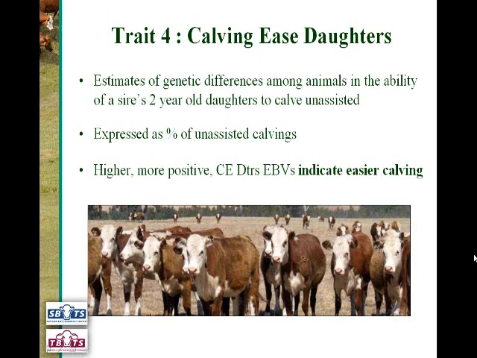So it's the next stage, if you like, of the calving ease, and we tend to get a different relationship between calving ease direct and calving ease daughters. Both those traits actually tend to operate fairly independently of one another, which is why we have two different EBVs, as they both relate to two different traits relating to those animals that we're using.